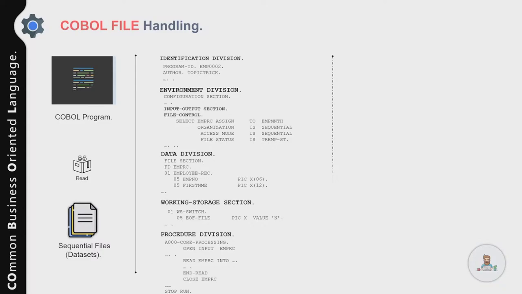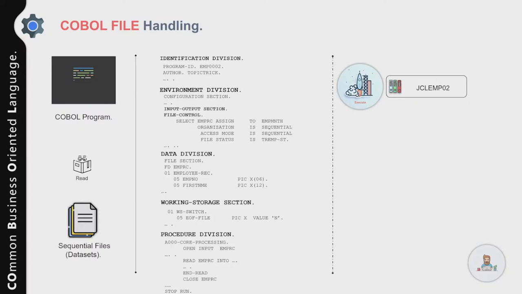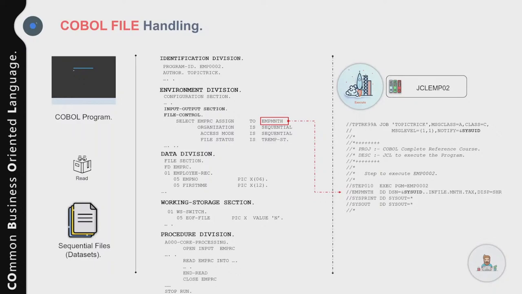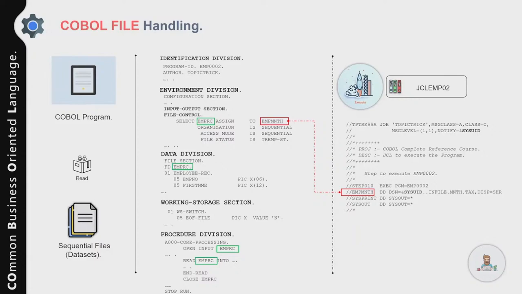that includes the name of the fields and the length of those corresponding fields. Then you have the working storage section, which is generally used to specify the variables that you'll be using in your COBOL program. After that, we have the procedure division, which is used to specify the business logic. In the procedure division, we have a paragraph, A000-core-processing. The file that we specified in our file control section and the layout that we specified in the data division is processed in this particular section.